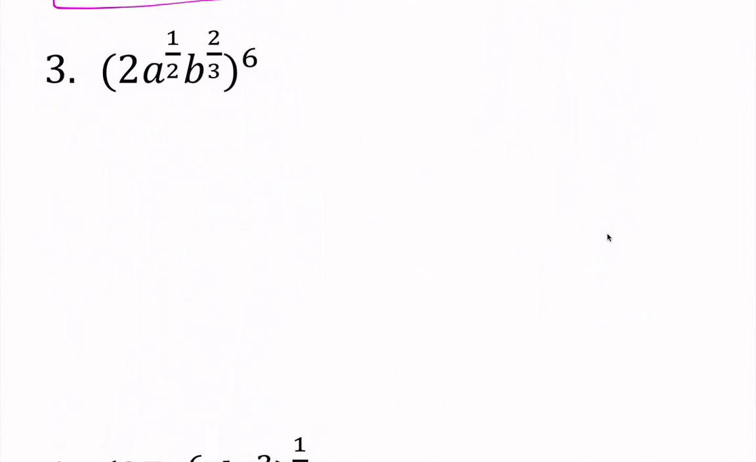Okay, so on this one, I see that I have an exponent on the outside. I have to give that exponent to everything on the inside, starting with this 2. So the biggest mistake is that people say that this is 2 times 6. Well, that's not the case. This is a 2 with a 6 exponent.